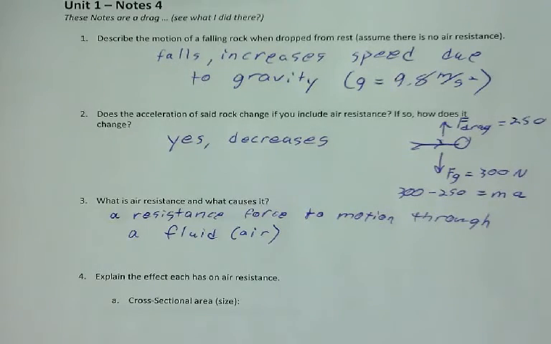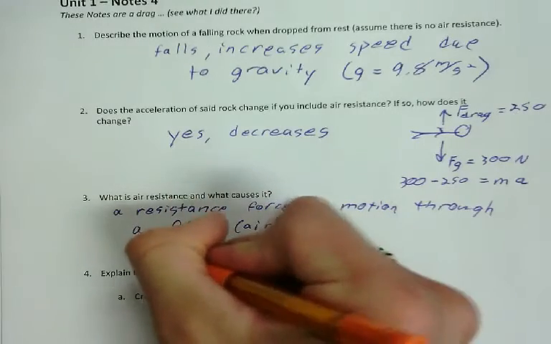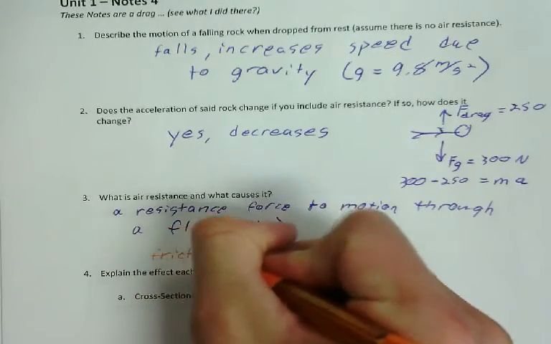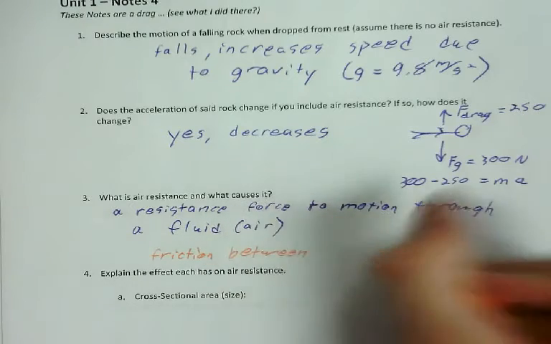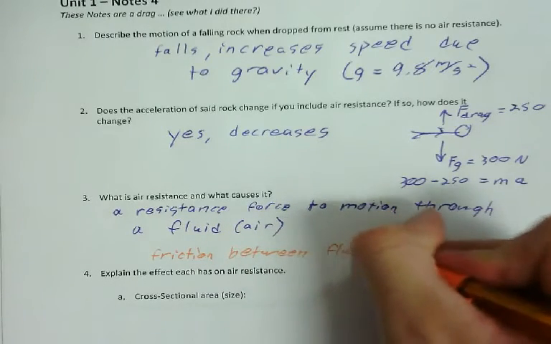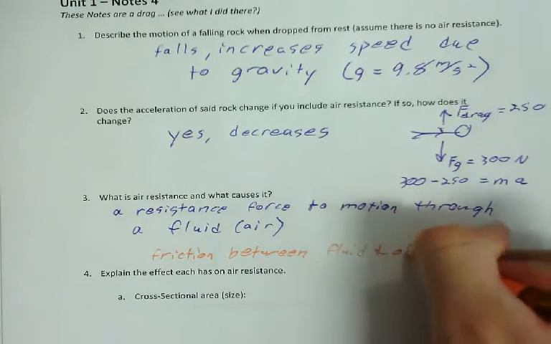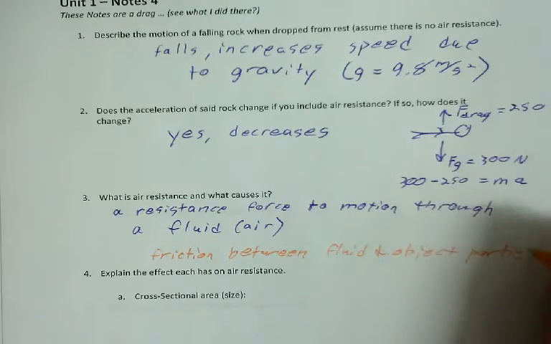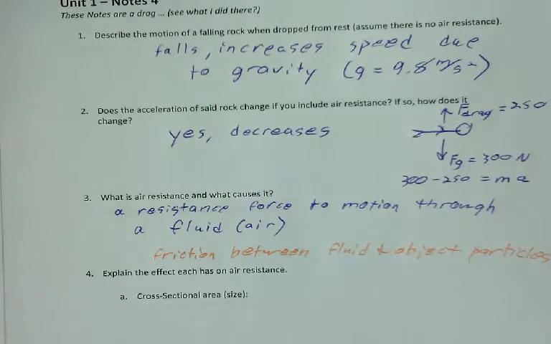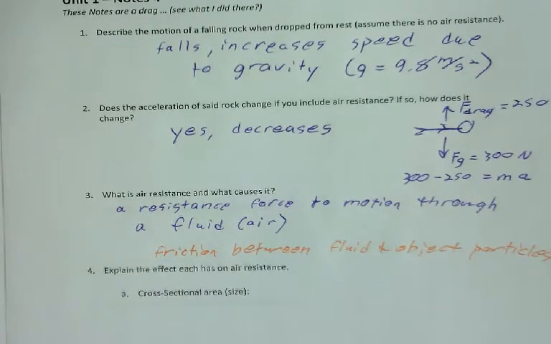What causes it is friction between fluid and object particles. I mentioned last time with the lab, I kind of think of this as air friction. That's why it's air. It is literally friction. It's just friction through the fluid. Okay? And that's actually going to help us in this next part.